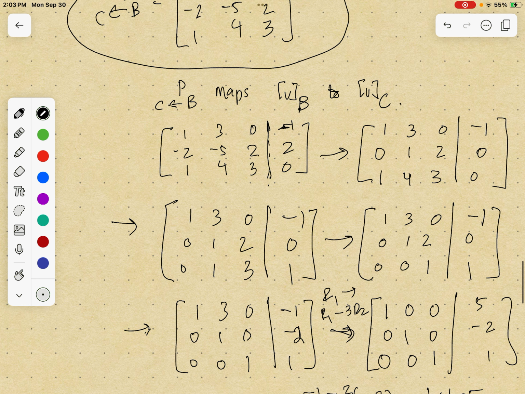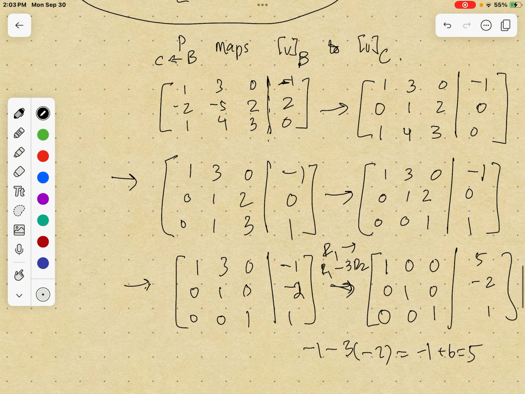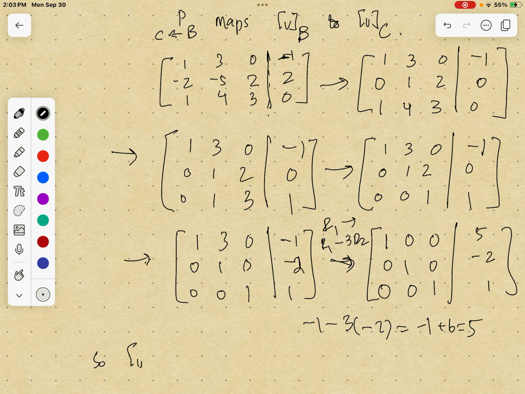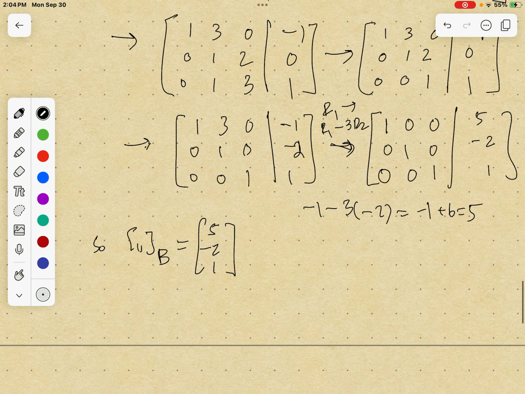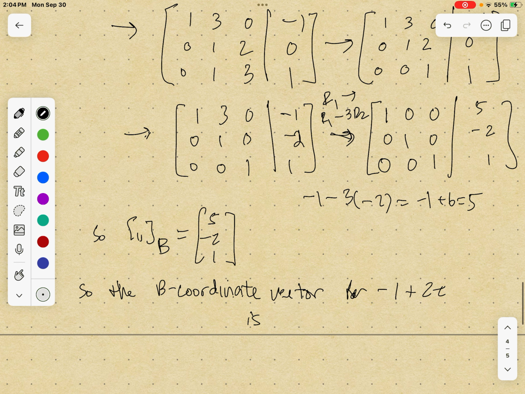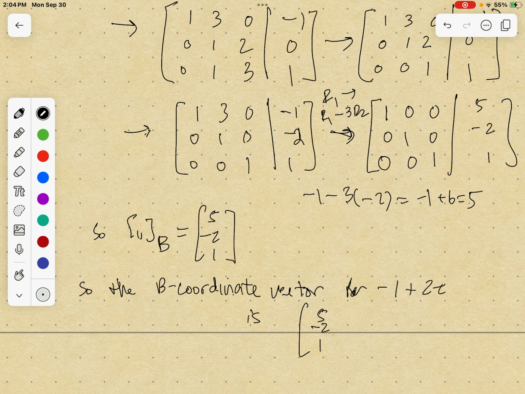So remember, what did this tell us? This told us that the vector relative to b is 5, negative 2, 1. And so that's the answer, right? The question was the coordinate vector. So the b coordinate vector for negative 1 plus 2t is this vector 5, negative 2, 1. Finally.